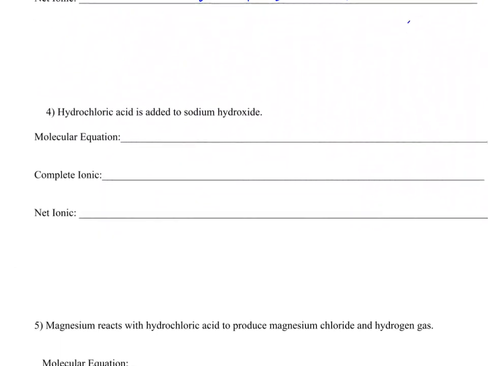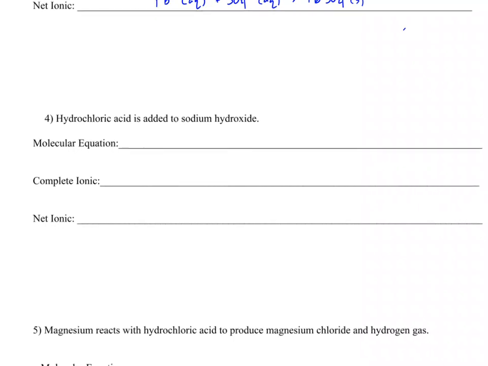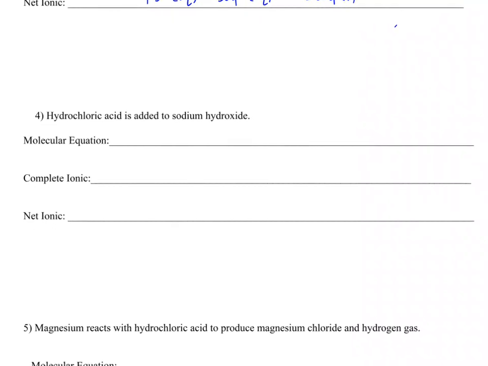So if I look up here at number 4, I've got hydrochloric acid added to sodium hydroxide. We haven't talked about acids and bases yet, but hydrochloric acid is HCl, and it's in aqueous form as an acid, and it's added to sodium hydroxide.